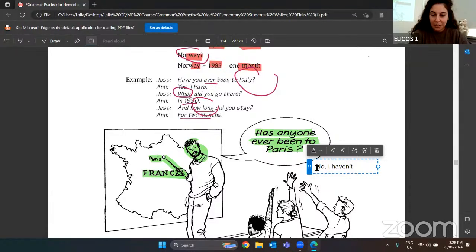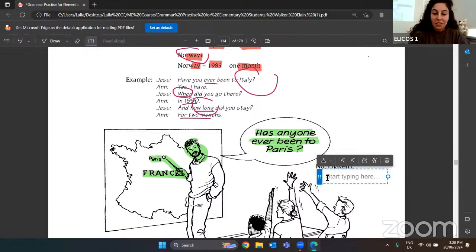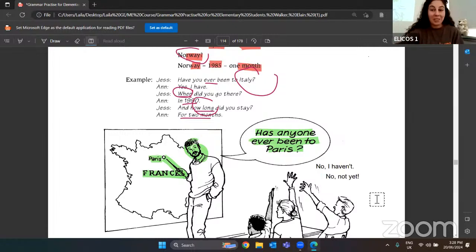Good, using our present perfect, because it means I haven't in the past, but maybe I might go in the future. No, I haven't. It's not like you're saying yesterday I didn't go, or no, I didn't go at a certain time. You could also say no, not yet. That's good because you're being hopeful that you might go in the future. So no, not yet, but I hope so soon.